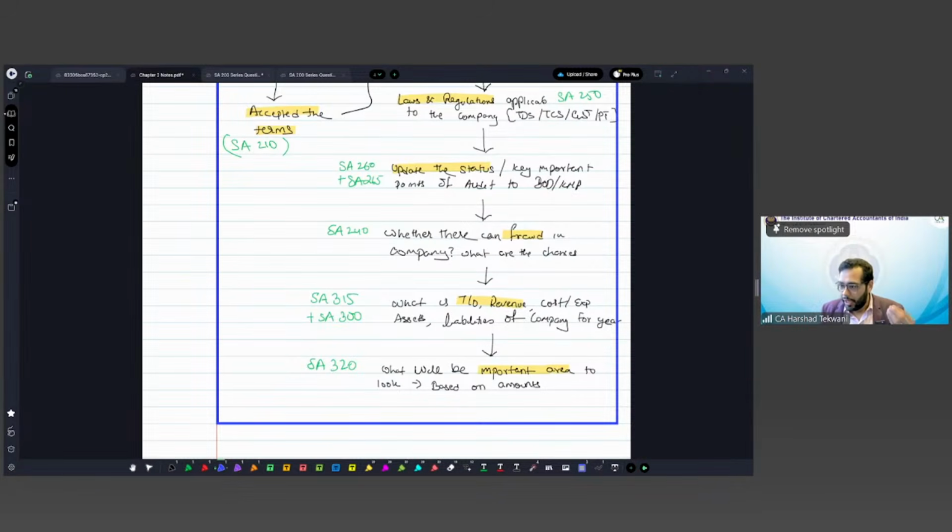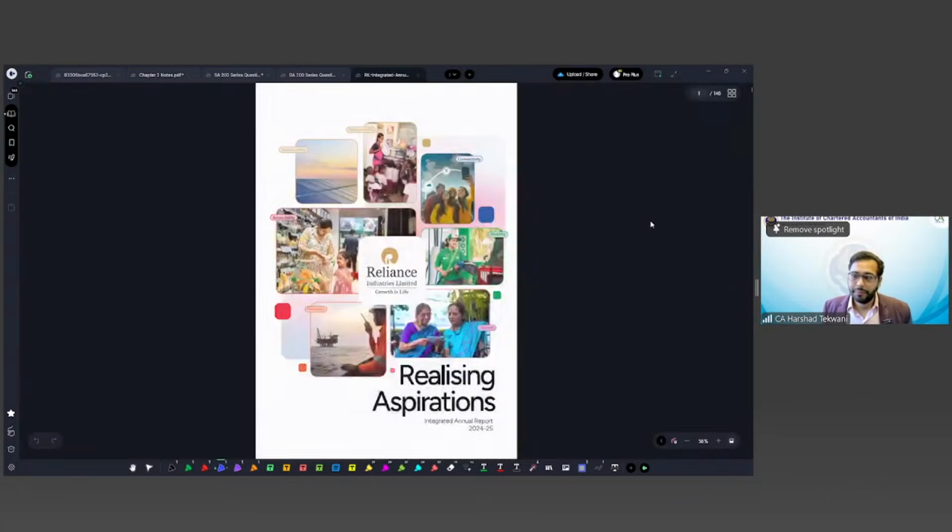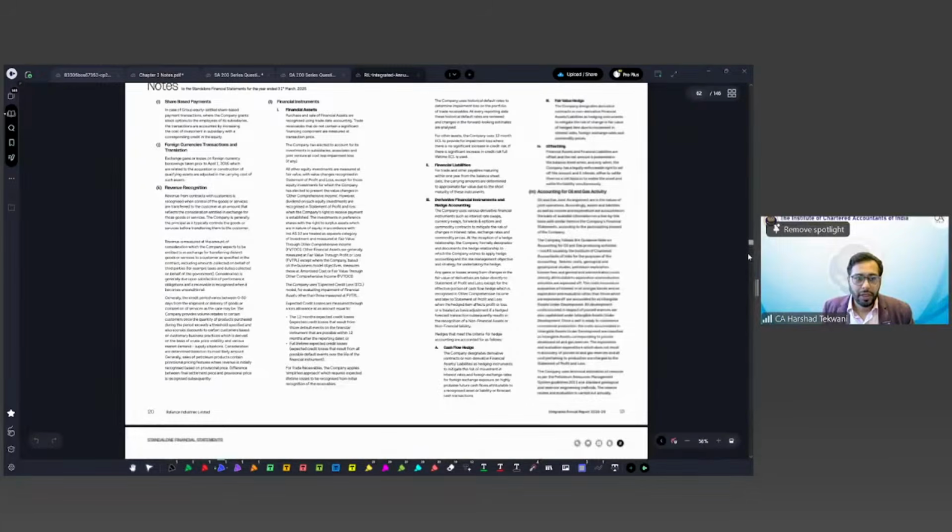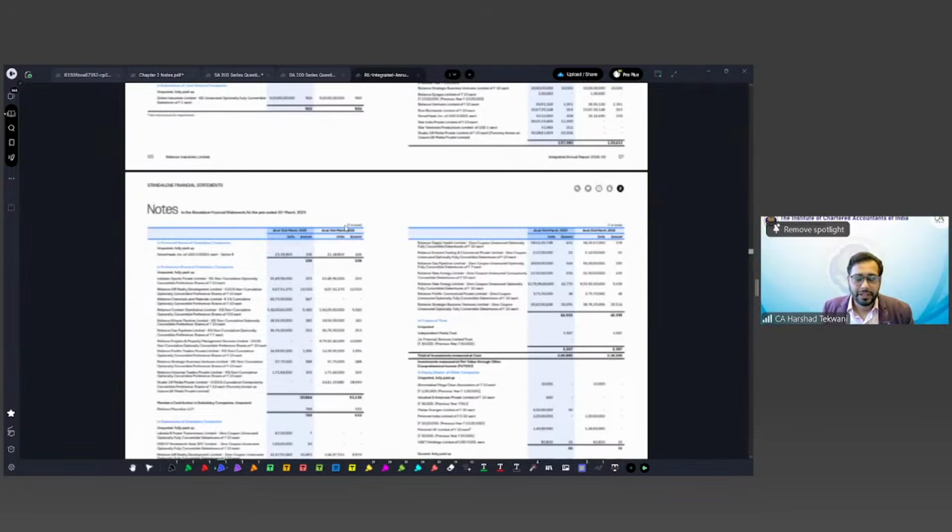Simple. See, in the audit report, we will go through a section called auditor's responsibility. Now, I'm going to show a public annual report. Do not focus on the name of the entity. It is just for the purpose of going through the audit report. No promotion on the name of the entity. Let's go to the part where we have financial statements and audit report.